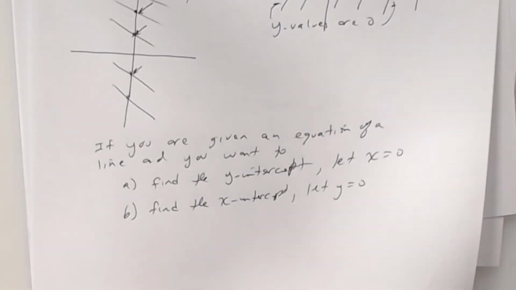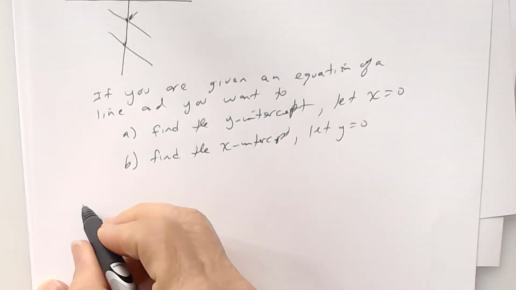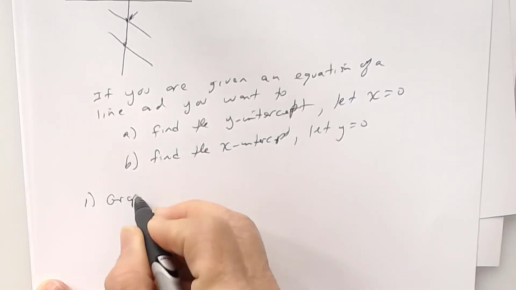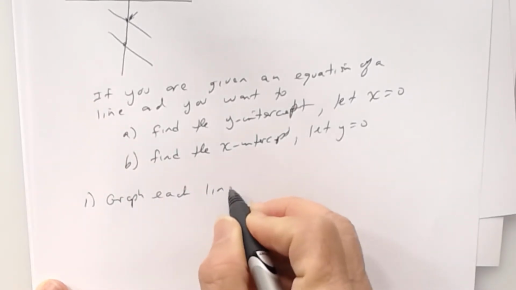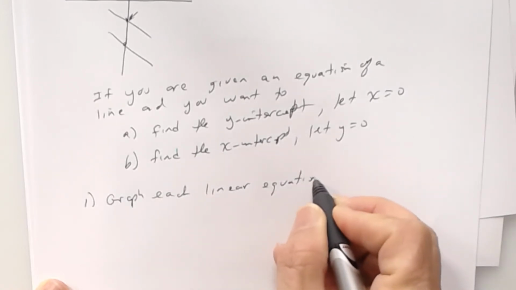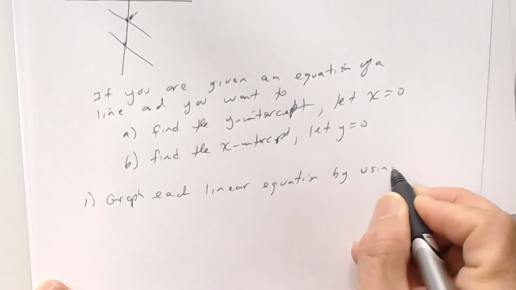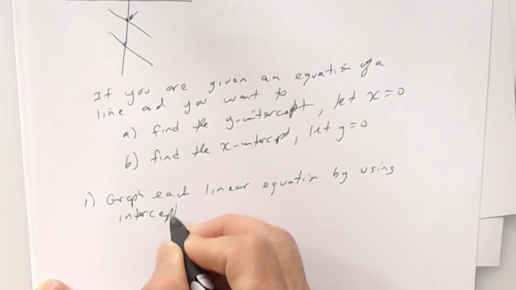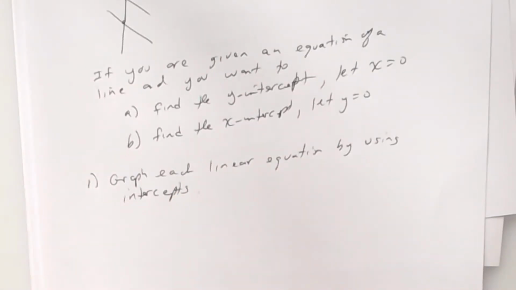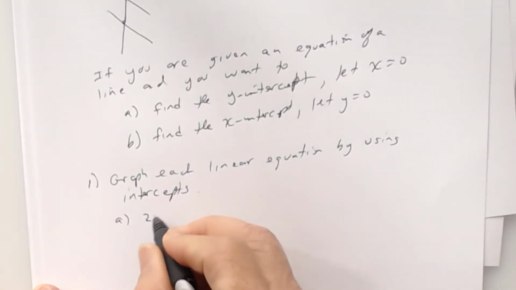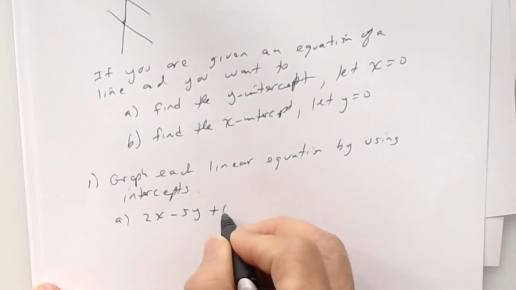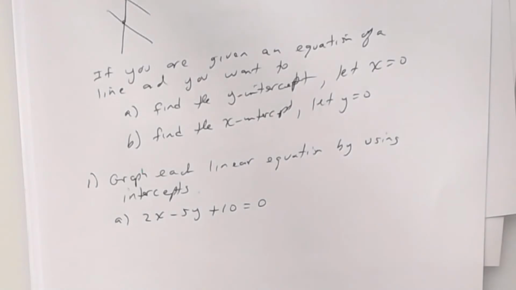All right. Now, let's get at this problem. Number 1, we're going to graph each linear equation by using intercepts. All right, here's the first one. A, suppose I have this linear equation, 2x minus 5y plus 10 equals 0. What form is this equation in? General form. That's where all the terms are on one side, zeros on the other. You need to know that word from math lab.